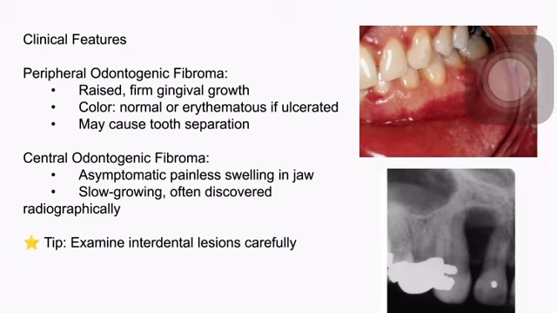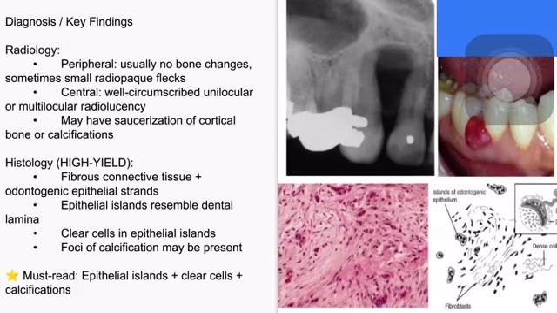Now coming to the central odontogenic fibroma, it is usually asymptomatic, painless jaw swelling, slow growing, often detected incidentally on radiographs. Clinical pearl I have to tell you guys: any firm gingival growth that does not behave like simple fibroma deserves histology. Now, coming on the diagnosis or key findings.